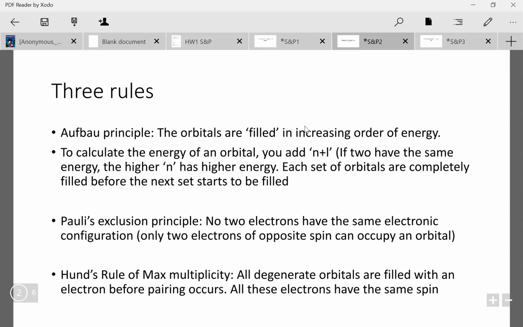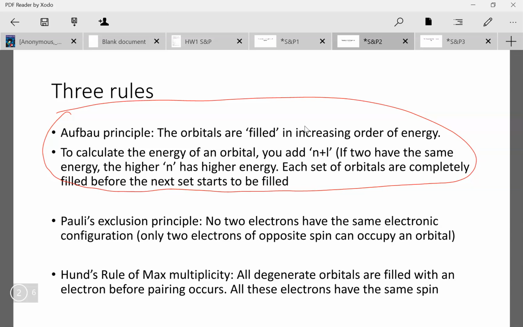And again, once you get used to applying these rules, it becomes kind of natural. You don't really have to even think about them. You can just read it off a periodic table. But it's good to go over the rules to begin with. So the Aufbau principle is the most important rule. It basically states that the orbitals are filled in increasing order of energy.